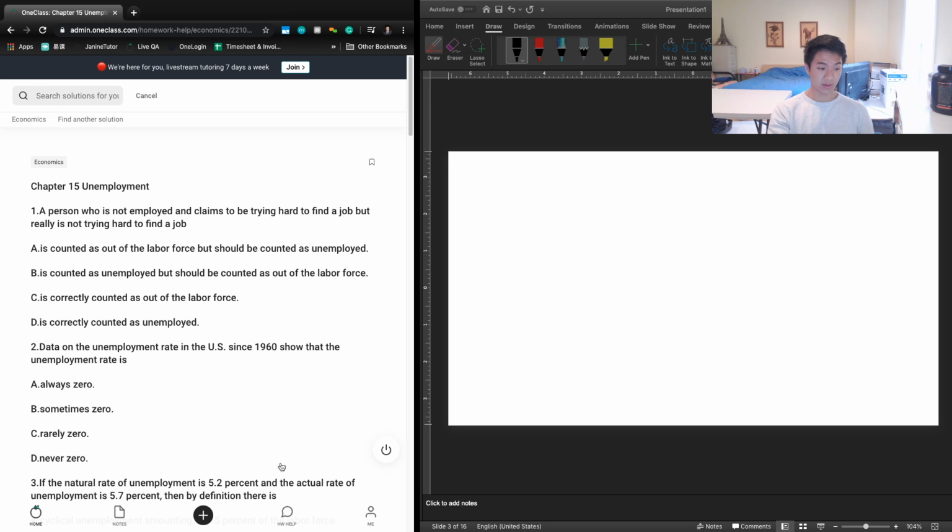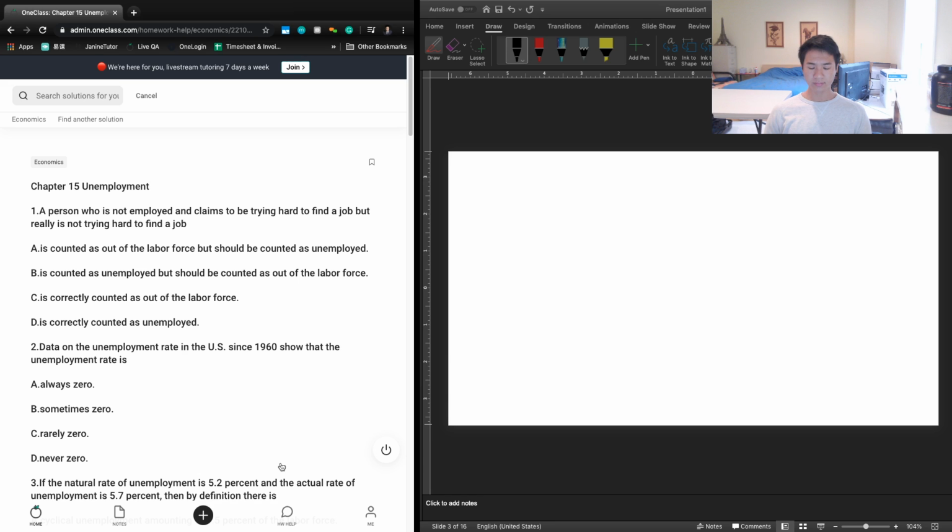I think this is a series of questions here. And so it says, this is all about unemployment, and number 1 says, a person who is not employed and claims to be trying hard to find a job, but really is not trying to find a job. A is counted as out of the labor force, but should be counted as unemployed. B is counted as unemployed, but should be counted as out of the labor force. C is correctly counted as out of the labor force, or D is correctly counted as unemployed.